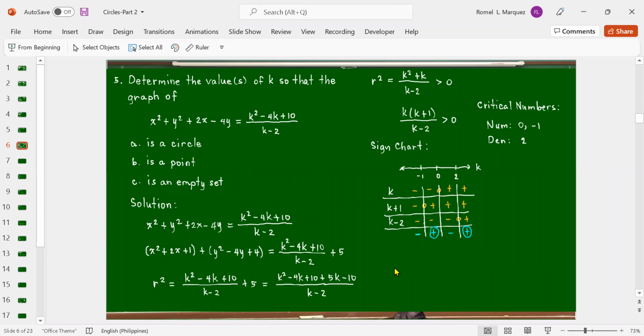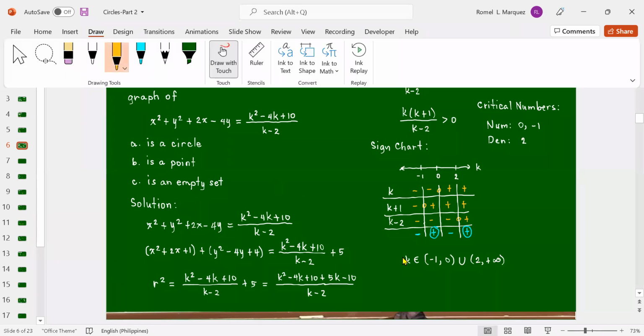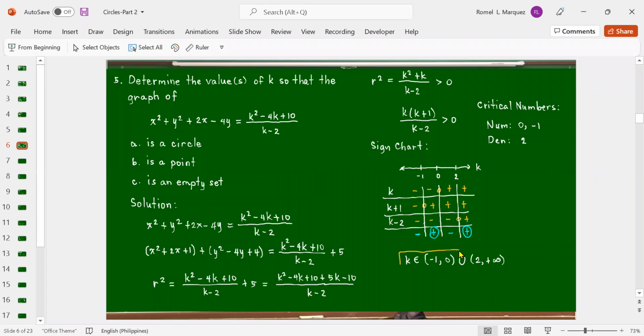this is a circle if k is in the interval -1 to 0, open interval, union with 2 to positive infinity. Okay? So this is the answer for letter A. So again, any value of k in this interval will make this equation represent a circle.